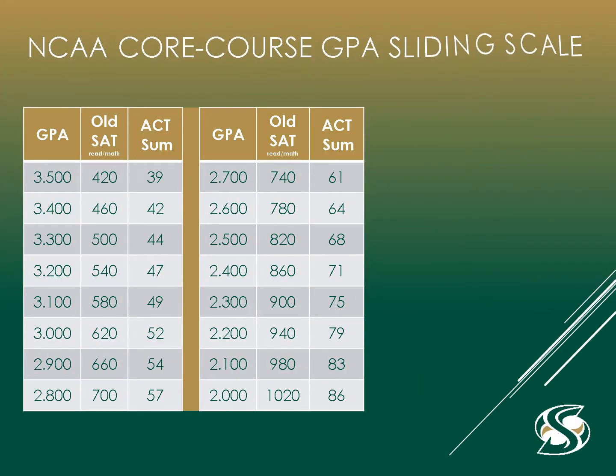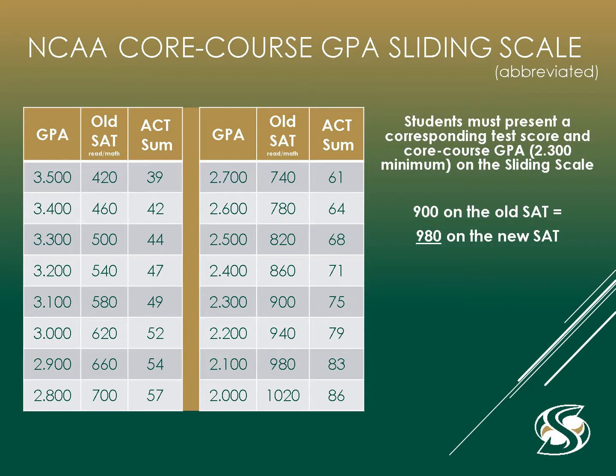Your core course GPA must correspond with the test score on the NCAA sliding scale in order to be completely eligible upon entering your first year of college. 2.300 is the minimum qualifying core course GPA.